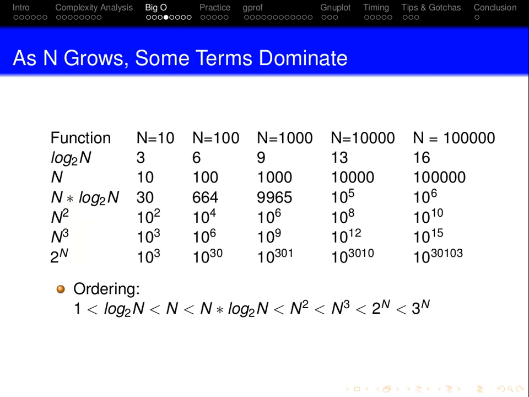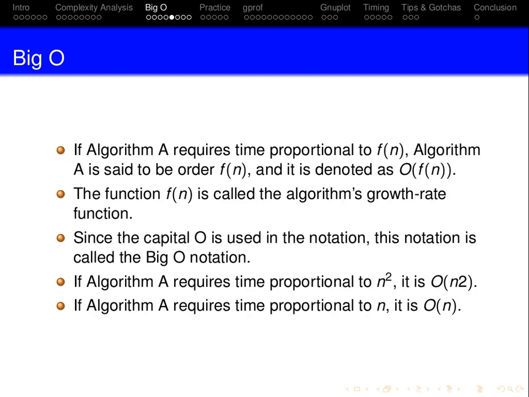All right. So because of this, big O is going to help us out and simplify our problems. I'm going to first give you the complex definition, and then I'm going to tell you what everyone else in the world does, which is not this. Well, it's similar, but first off, understand that if algorithm A requires time proportional to f of n, A is said to be of order f of n and is denoted O of f of n. So O is a notation that computer scientists use, big O. The function f of n is called the growth-rate function. Since capital O is used in the notation, this notation is often called big O notation.